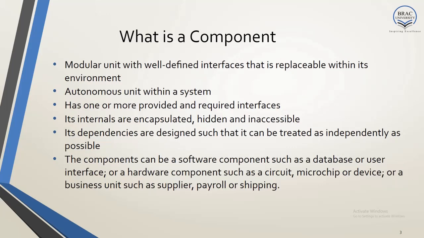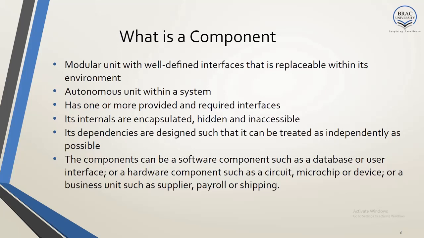So a component is basically a modular unit within a system, and it has some well-defined interfaces. By interfaces we mean it's providing some functionalities to its environment, and it's providing those functionalities through its interfaces. Each of these components is an autonomous unit within a system, and it has one or more provided and required interfaces. Provided and required interfaces are two types of interface, and we will cover that later.